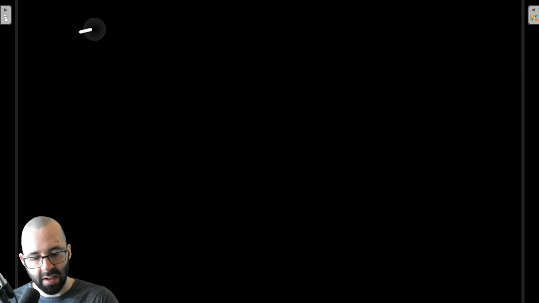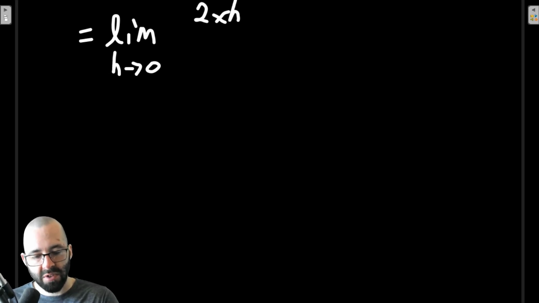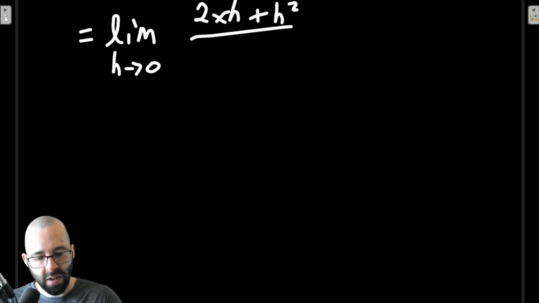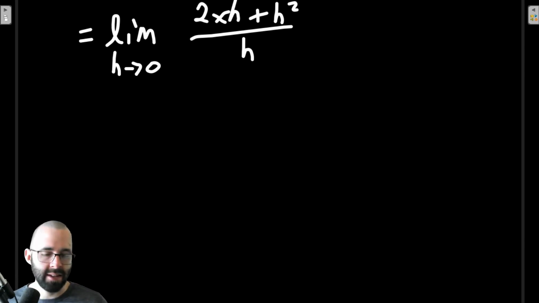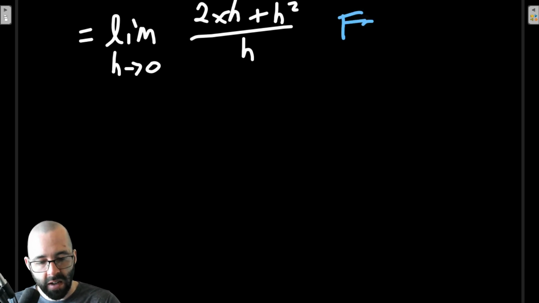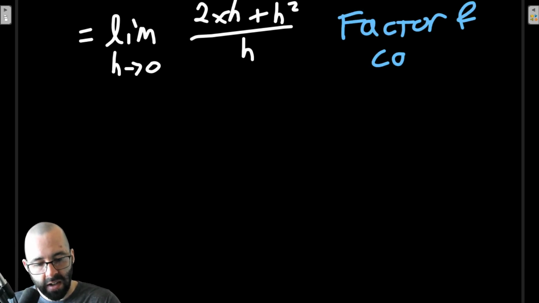Let's see what that looks like. It's going to be the limit as h approaches 0 of 2xh, and it was plus h squared, right? It won't turn out to matter, but yeah, plus h squared all over h. And we're going to get into a very similar situation as before in the last video. Because again, if you plug in h equals 0, you're going to get 0 over 0, which is no good. But what did we do in the last video? We factored and canceled. We're going to do the same thing here. Okay? Let's factor and cancel.